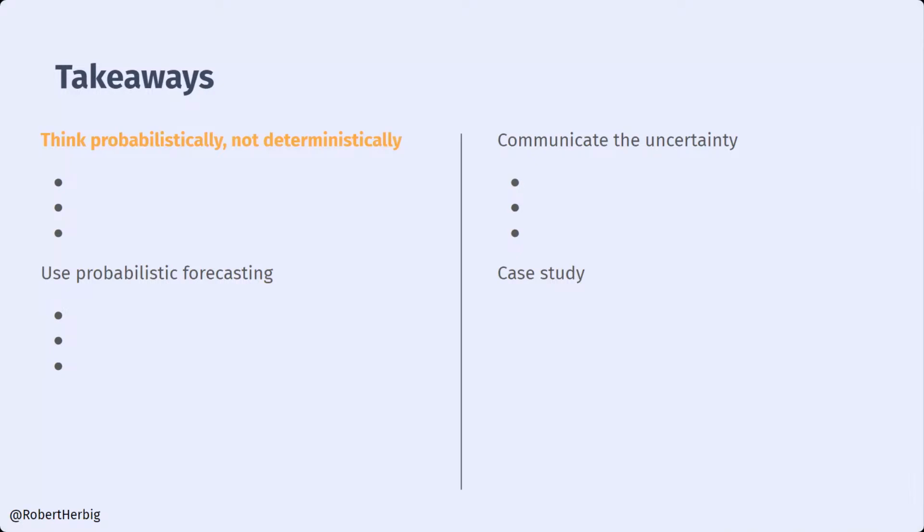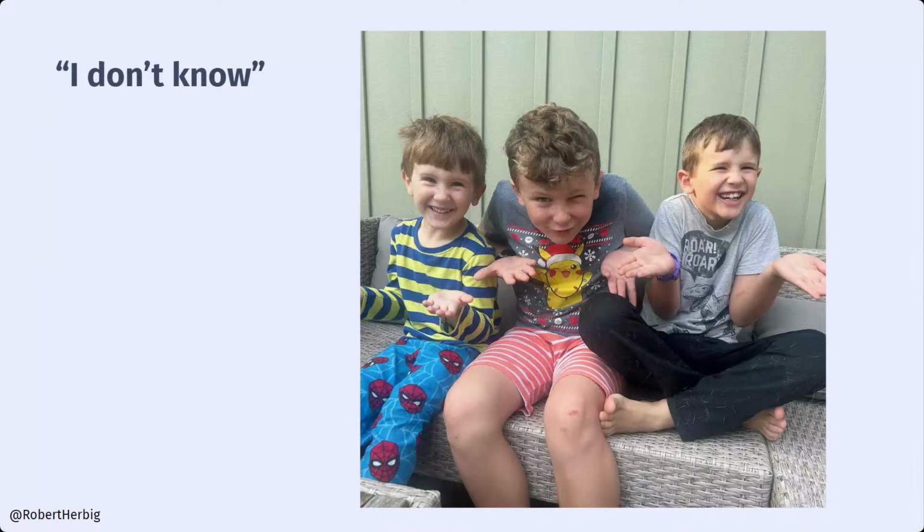All right, so we'll start with think probabilistically, not deterministically. How do we do that? How can we learn to manage uncertainty? And the answer is, I don't know.